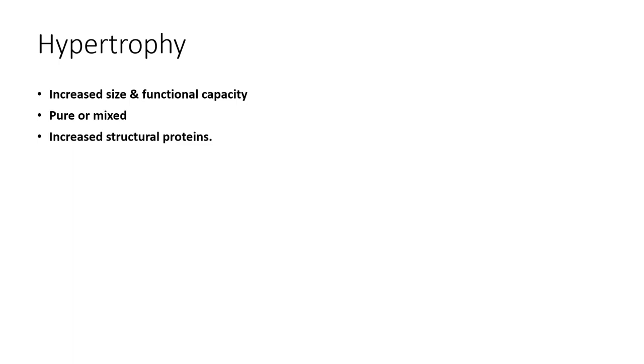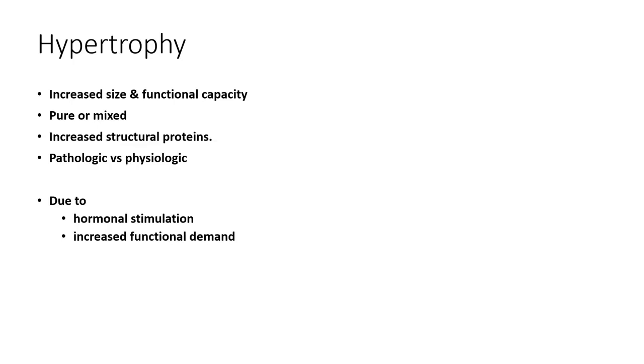The mechanism by which hypertrophy occurs is by the increase of the structural proteins. يعني الخلية بتصنع بروتينات أكبر داخل السيتوبلازم تبعها وبالتالي بيكبر حجمها. It can be pathologic يعني مرضي وممكن تكون إشي فسيولوجي في الجسم وطبيعي. أسباب الهايبرتروفي ممكن يكون نتيجة hormonal stimulation وممكن يكون نتيجة increase in the functional demand. شو يعني hormonal stimulation؟ يعني لما يكون في زيادة في الهرمون ويعمل تحفيز للخلايا إنها تزيد حجمها.